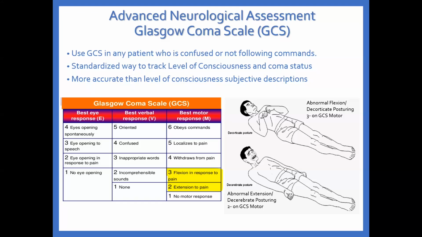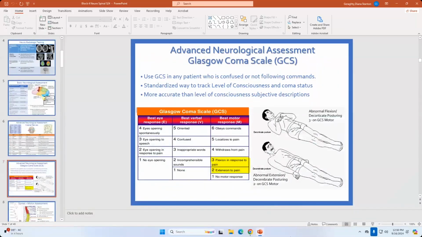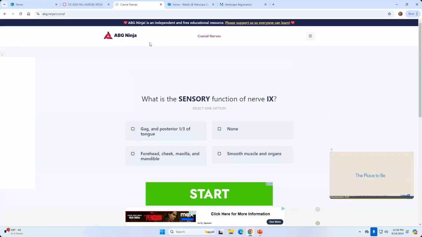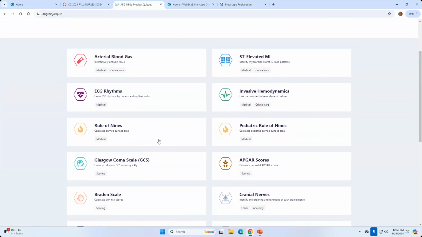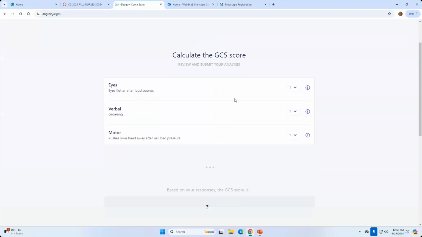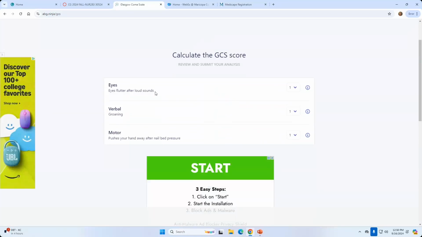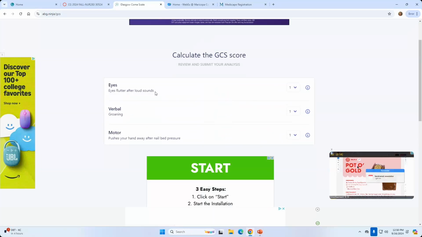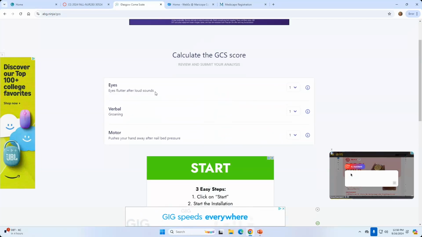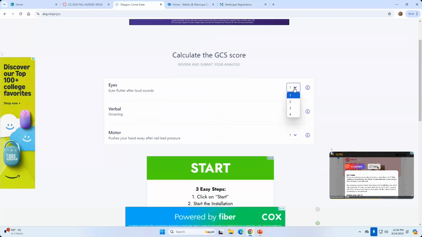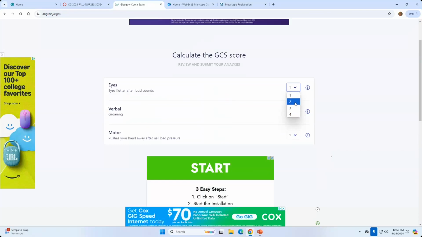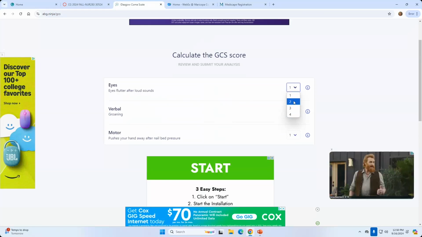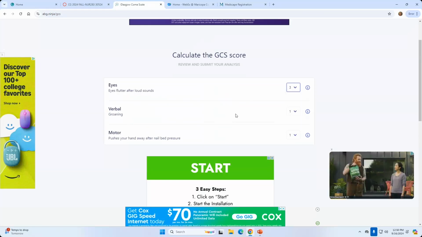So again, you can do the same thing if you go out to ABG Ninja. We'll go back out and show you the ABG Ninja. If you go to the main screen for the quizzes, you can do the same thing for the Glasgow Coma Scale. It will tell you eyes flutter after loud sounds. What would we give it? You can have your grid in front of you because I'll give you the grid on the exam. So what is eyes flutter after loud sounds? That would be open to voice, right? That's the only time it opens. We're assuming this is the best. So if they're opening to voice, what are you giving them? 3? They are groaning only.